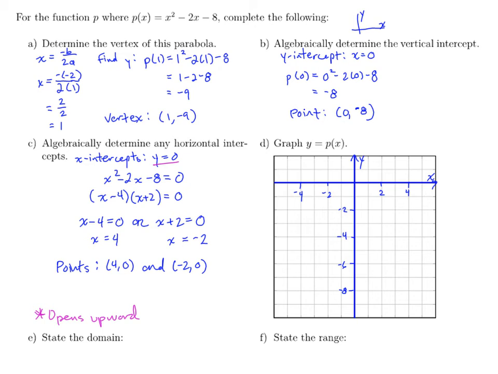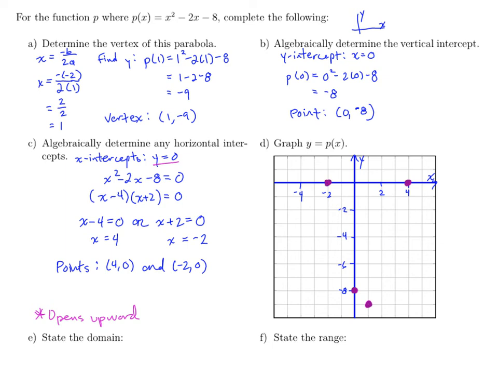Now we're ready to plot these points. So let's plot the vertex 1, negative 9. So we'll go to where x is 1 and y is negative 9. I'll plot the vertical intercept 0, negative 8. I'll go to where x is 0 and y is negative 8. And then I'll plot the points 4, 0 and negative 2, 0. I have enough to sketch this graph.